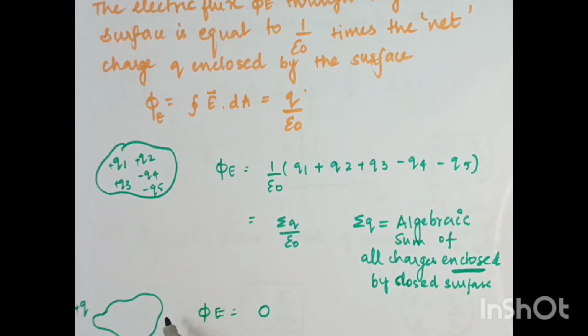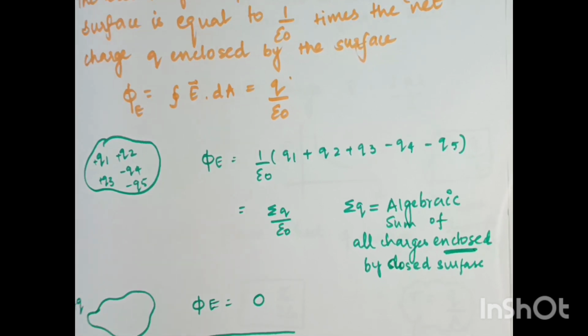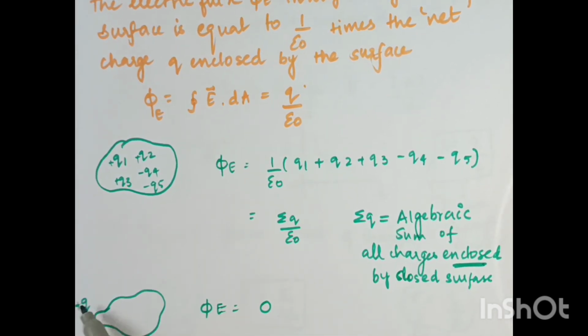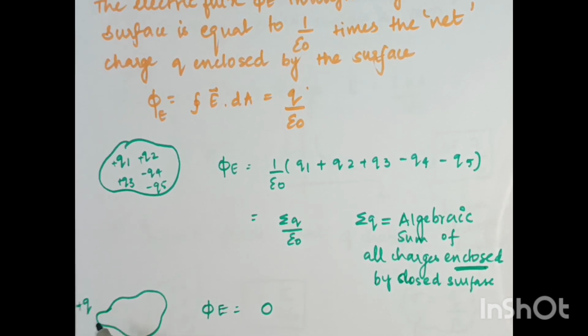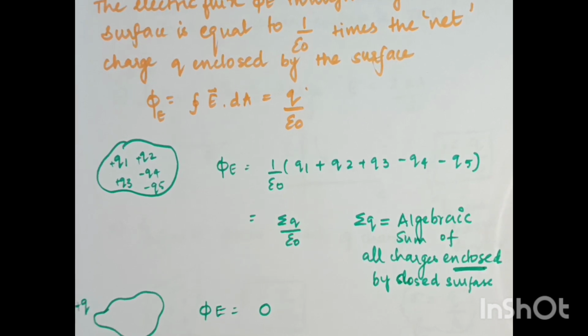If this is the closed surface and our charge is outside the closed surface, that is plus q is outside the closed surface, then what is the flux because of that charge through the surface? It is zero, because Gauss law says the charge should be inside the enclosed surface. Here it is outside the enclosed surface, so there will not be any flux due to the charge which is outside.